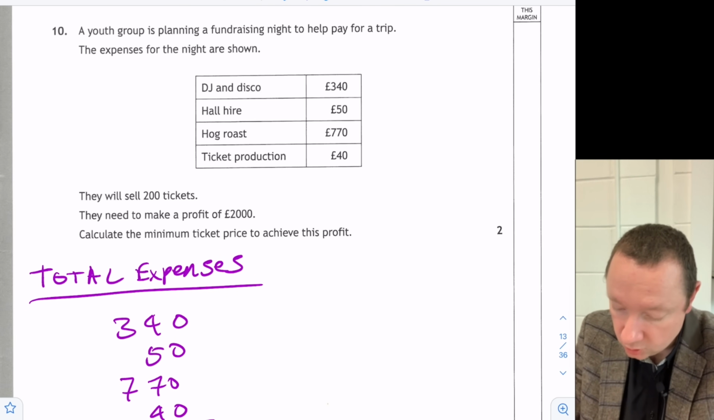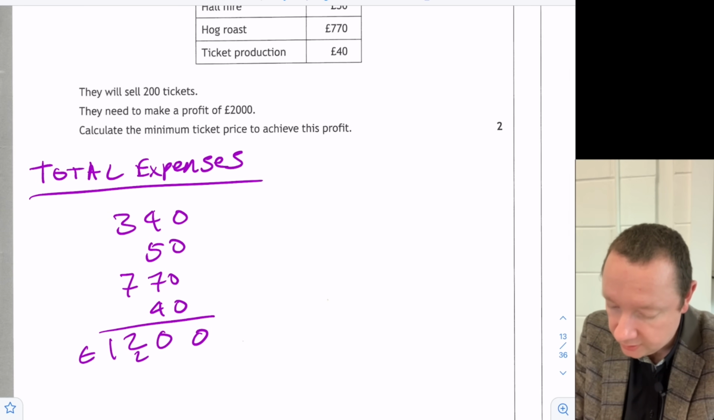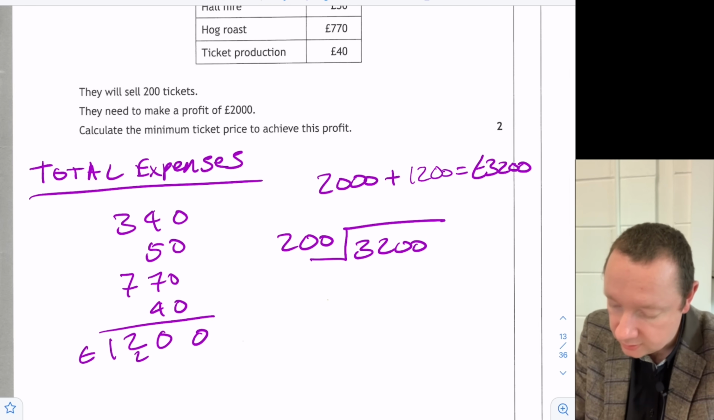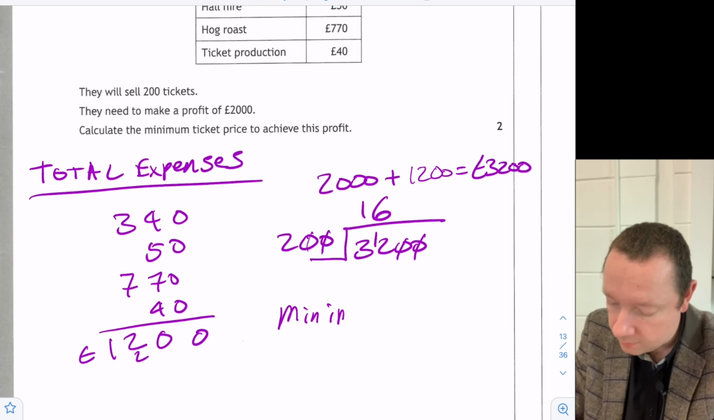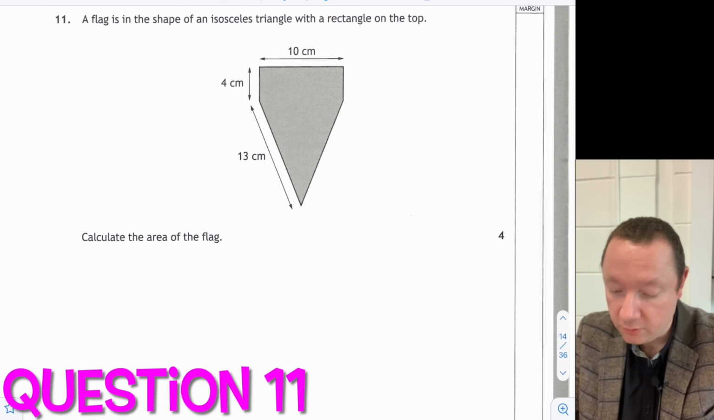We want to sell 200 tickets and make a profit of 2,000, so that means that we need to do 2,000 plus 1,200. The total amount we need to make is 3,200, so I need to do 3,200 divided by 200 tickets. Knocking the zeros off, 2 goes into 3 once, 2 goes into 12 6 times. Minimum price is £16.